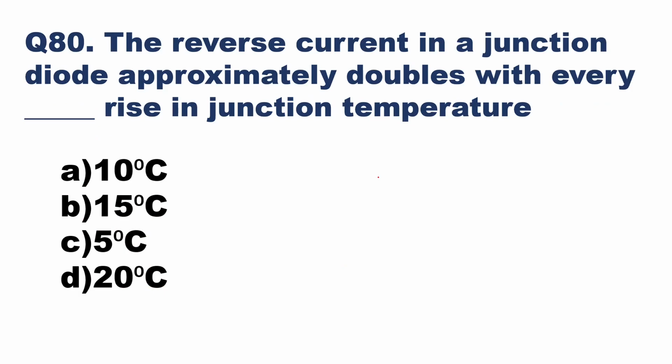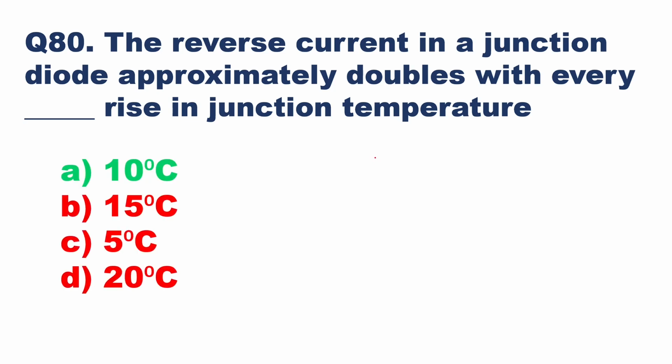The reverse current in a junction diode approximately doubles with every dash rise in junction temperature. So how much is the rise in the temperature for which the reverse current doubles in a junction diode? There it is 10 degrees Celsius. The reverse current in a junction diode approximately doubles with every 10 degrees Celsius rise in the junction temperature. So option A is the right answer here, 10 degrees Celsius.